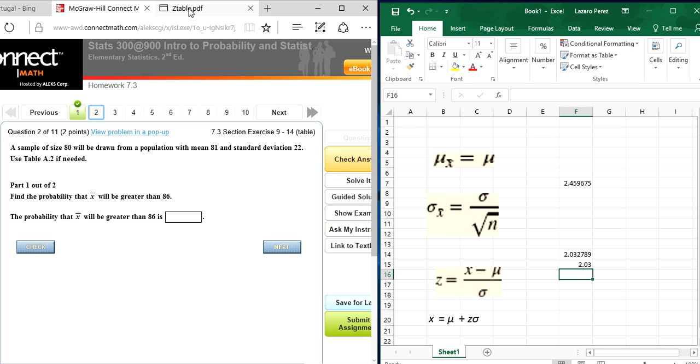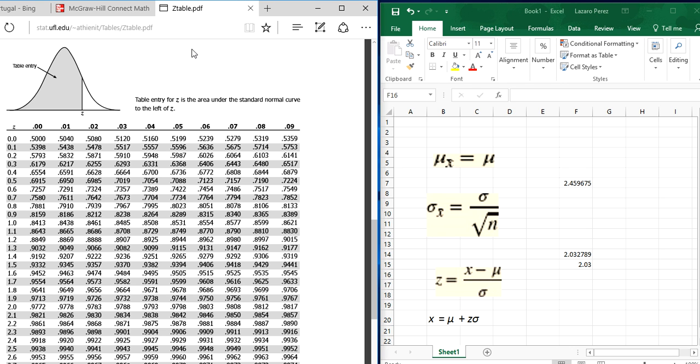So, the z-score of 2.03. We have 2 right here, so 2.0, then we go to the number 3. You see 3 lines up, so 0.9788. But as you can see, the table is for everything to the left.